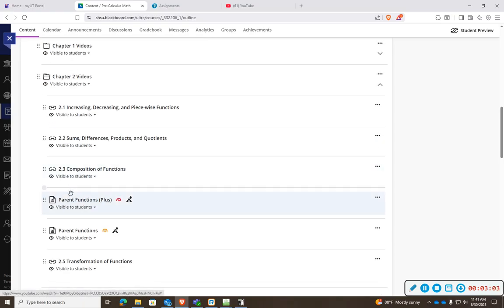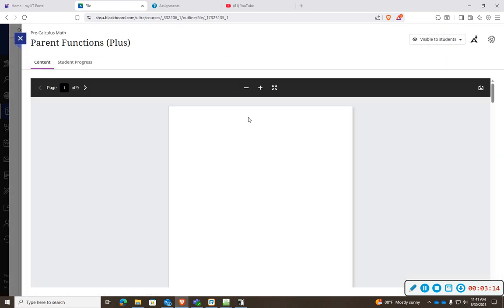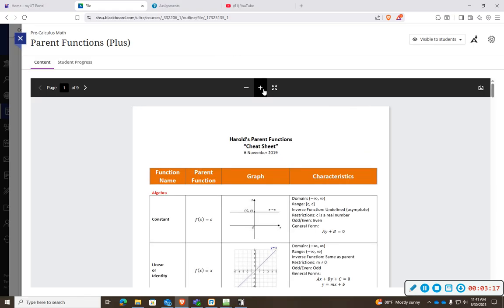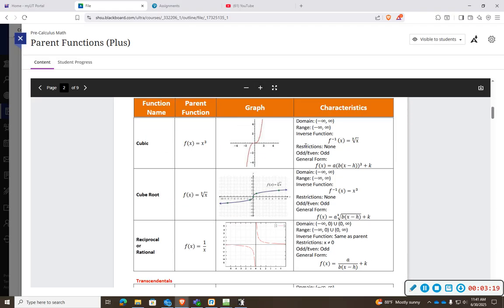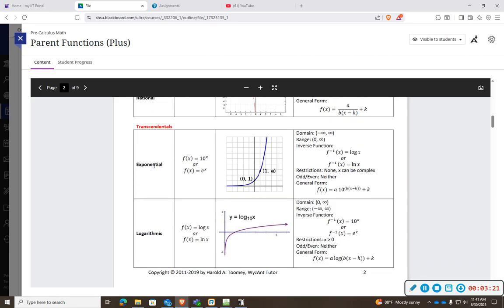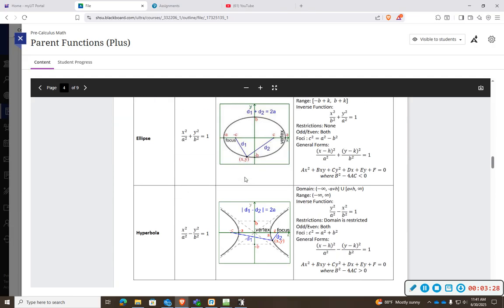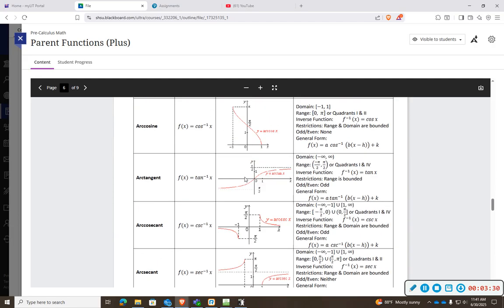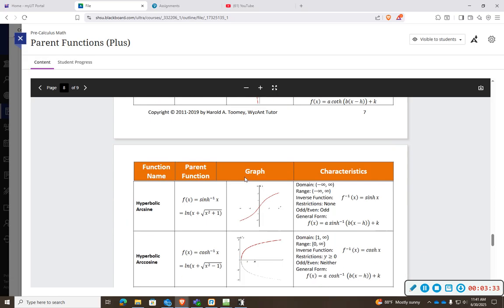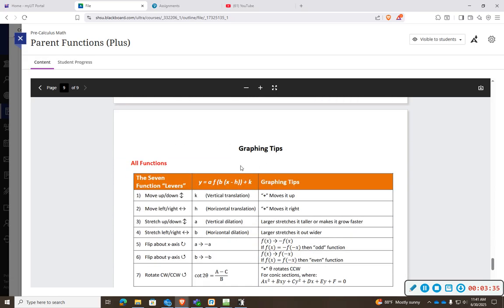We have two of them. We have parent functions plus and just regular parent functions. I'm going to go to parent functions plus. This is where we talked about transformations, just to show you or review this concept again. So you have most of the parent functions. Here's the exponential function. Here's some of those properties that they were talking about. If you scroll all the way down past the trig, you will get to graphing tips.